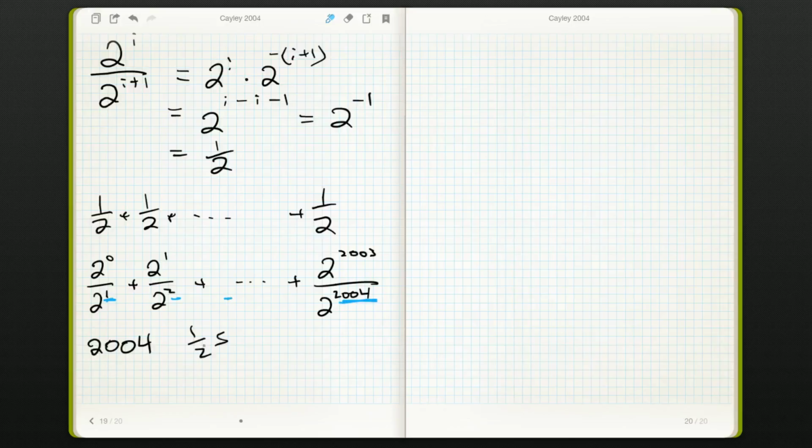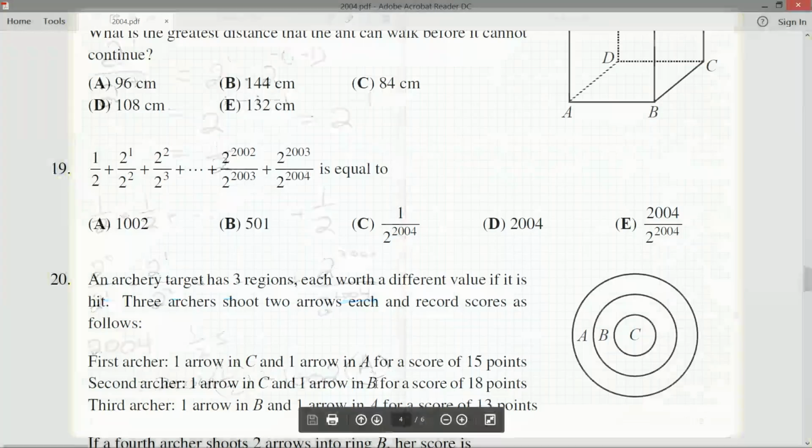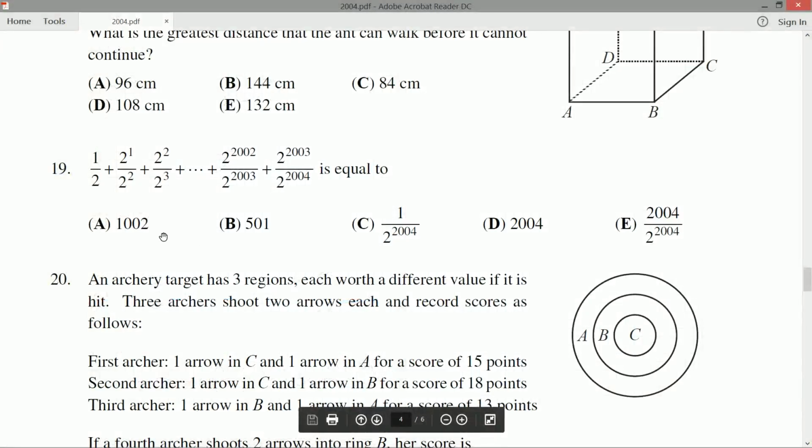So we have 2004 halves, so that's 2004 times a half. And what's a half of 2004? 1002. And I think that was A. Let's just go back and double check. Is that A? Yes, it was. Good memory. All right, so there we go.